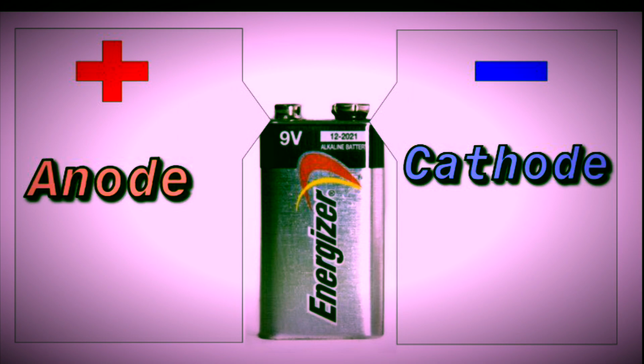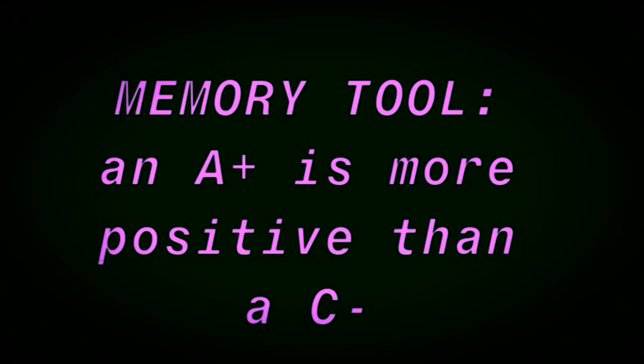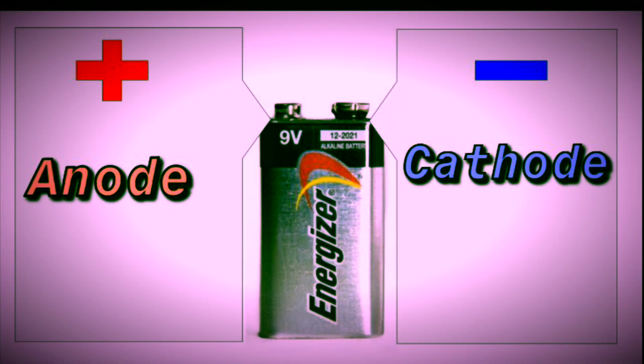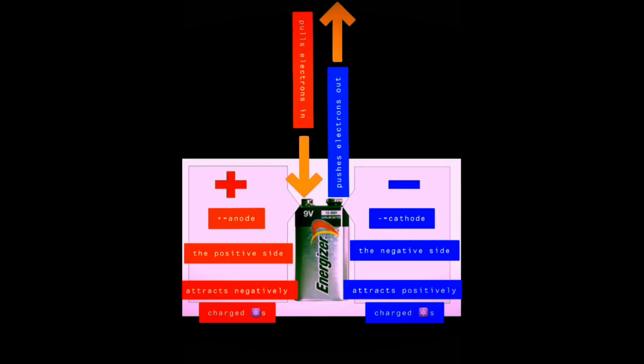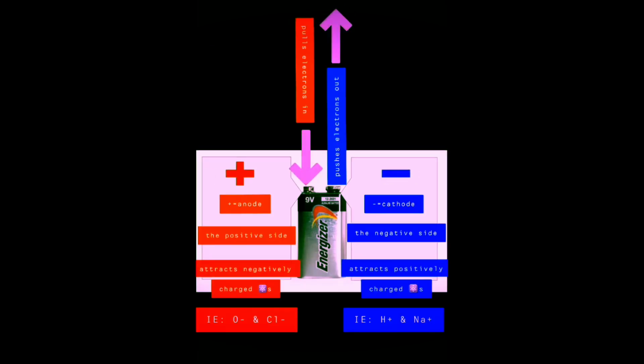It's important to think about charges here because we actually have 2 different opposing charges on our 9-volt battery. We have one side, which is positive, that is our anode, and then we have the opposite side, the cathode, which is negative. The positive side is going to attract the negatively charged particles, and the negative side is going to attract the positively charged particles. The anode is going to pull in those negatively charged particles, and our cathode is going to push away the negatively charged particles, right? Negative repels negative.